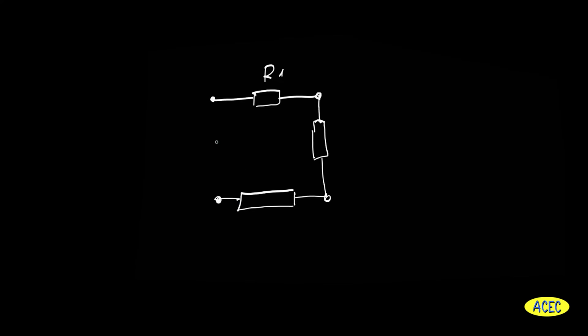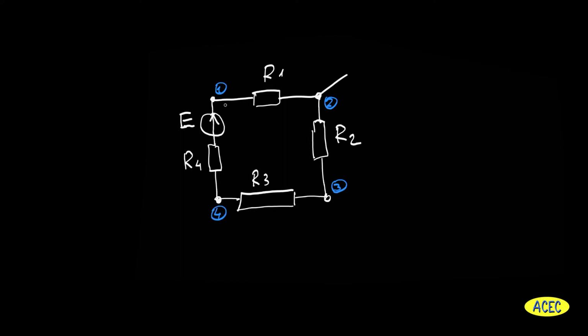Now let's take a look at one more example dedicated to the second Kirchhoff's law. This closed loop has one voltage source, E. It also has 4 loads: resistor number 1, resistor number 2, resistor number 3, and resistor number 4. In this case, according to the second Kirchhoff's law, we will have the following equation.